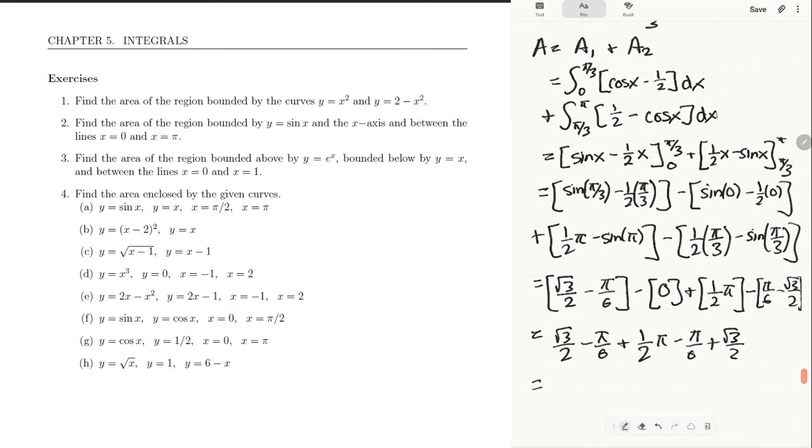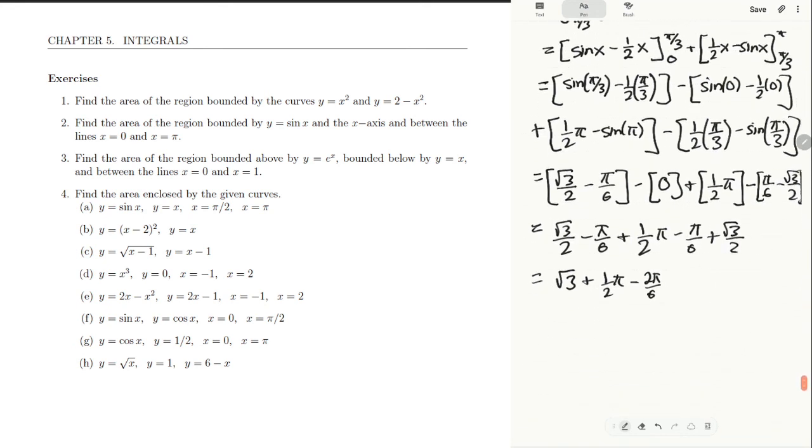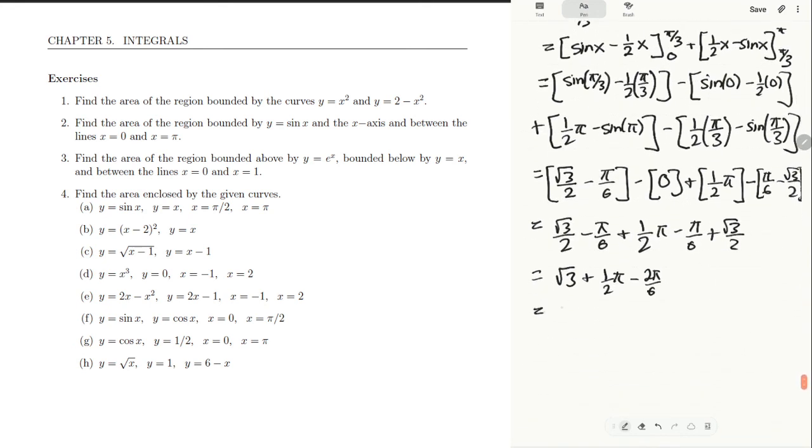And simplifying, we have root 3 plus 1/2 pi minus 2 pi over 6. So let's make a common denominator of 6. So that gives us 6 root 3 plus 3 pi minus 2 pi all over 6. So that's 6 root 3 plus pi all over 6.